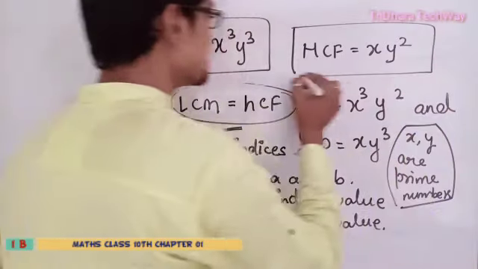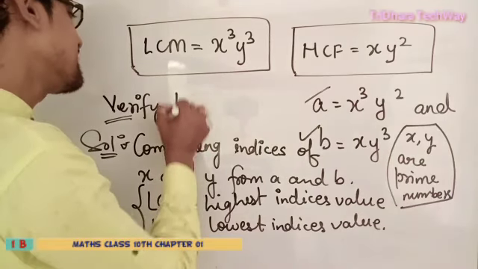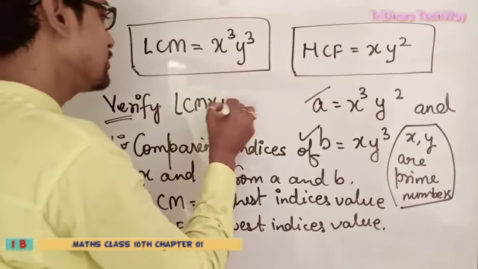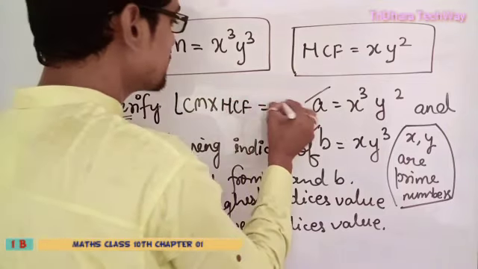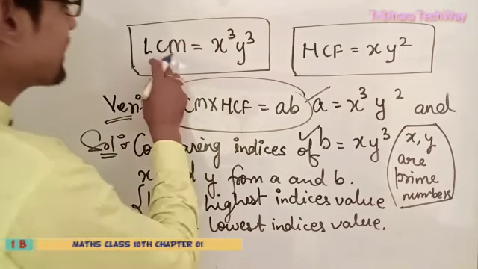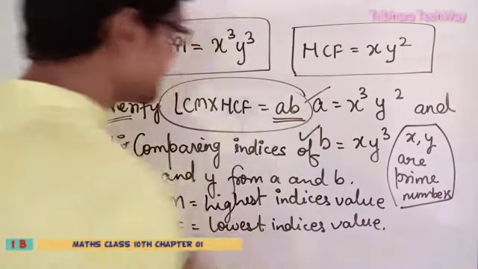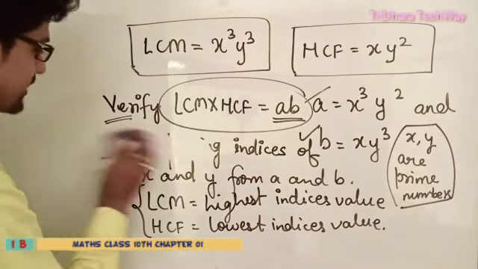Now, this is the LCM and HCF of these types of questions. Now, in this question, you have to verify that LCM into HCF is equal to what? A into B. Whenever you do HCF into LCM, you will get A into B. I am going to solve it here.